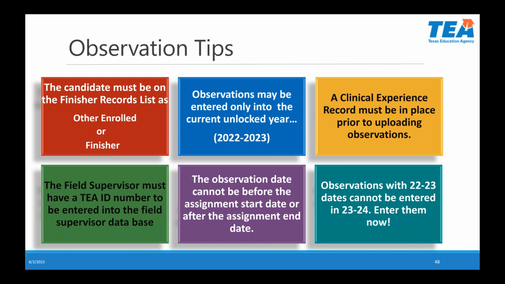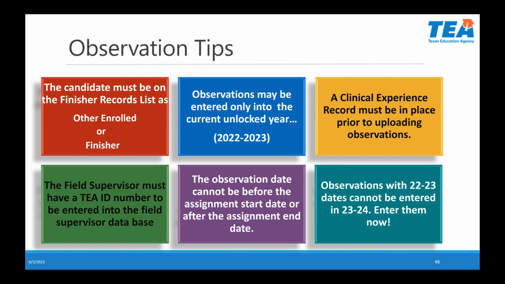First, remember the candidate must be on the finisher records list as other enrolled or finisher. Second, observations may be entered only into the current unlocked year, which is 22-23. Remember, ECOS has aligned the observation reporting dates with the academic year of September 1st through August 31st. So any observations conducted in summer, such as those for a superintendent candidate, must be entered before ASEP locks on September 15th.